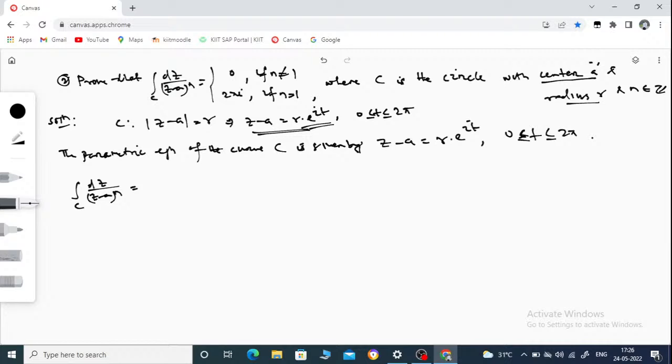And we know here f of z is this one. This is integration over c, 1 by z minus a to the power n. This is your f of z. Then we will write what is z dash t.